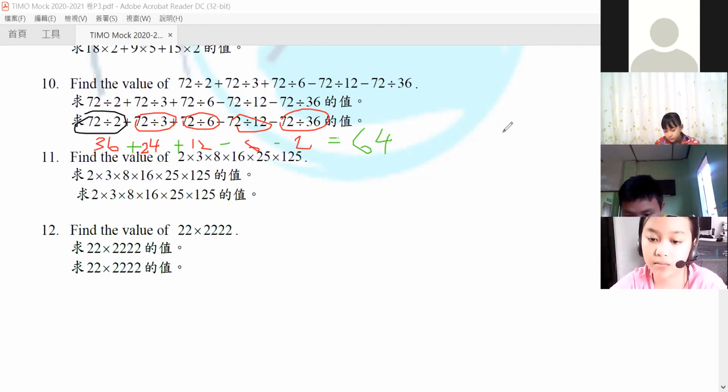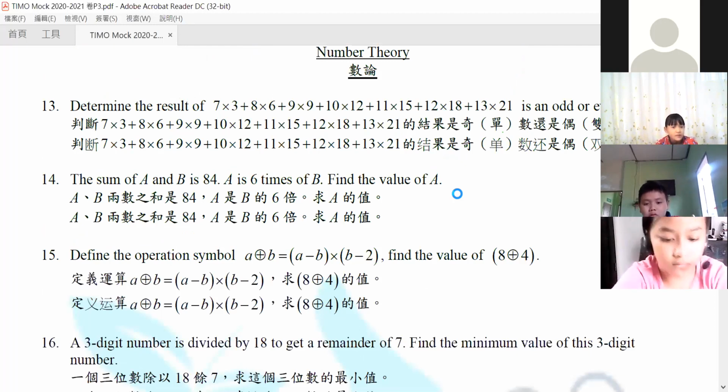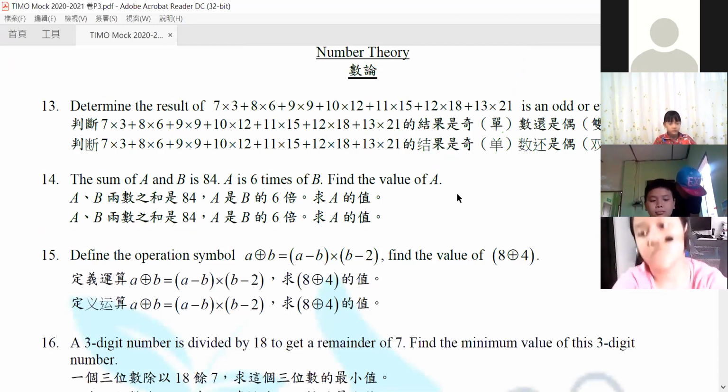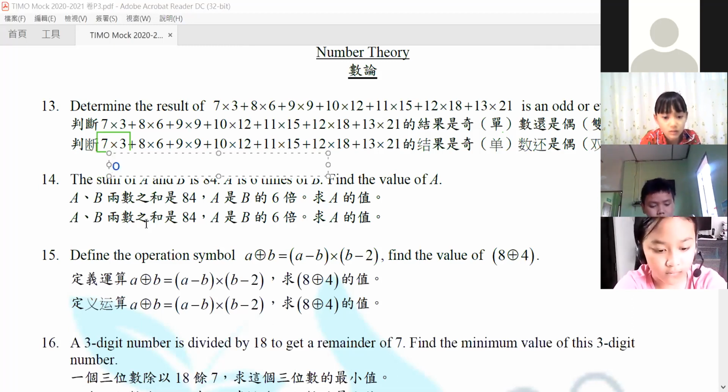So let's go back to question 13, number theory. Now, number theory is less about arithmetic. In question 13, it is possible for you to calculate the answer and then determine whether it is an odd number or an even number, but you don't need to, because we can calculate them one by one. First, 7 times 3. Is this an odd number or an even number? This is an odd number times an odd number, hence it is an odd number.